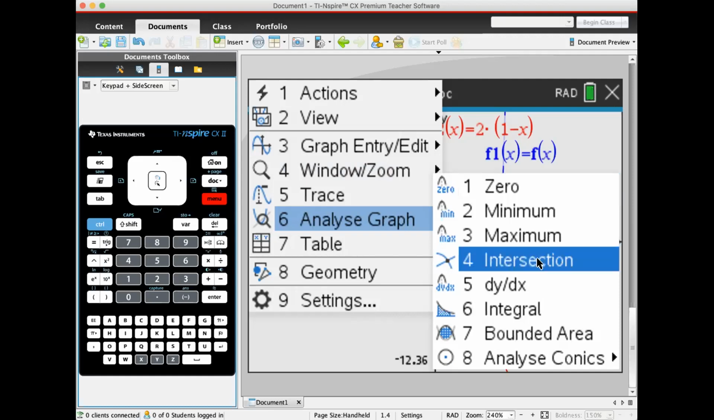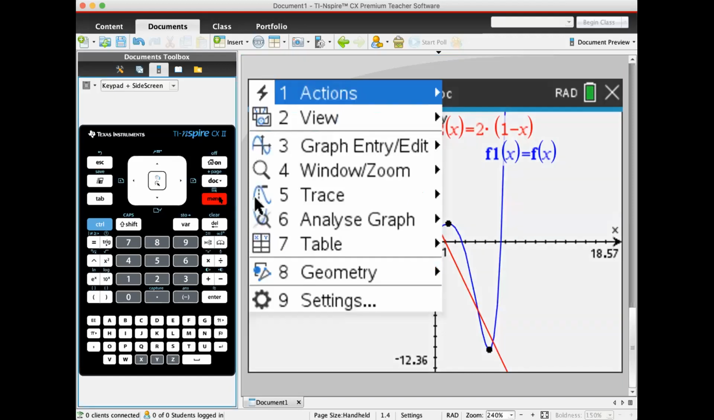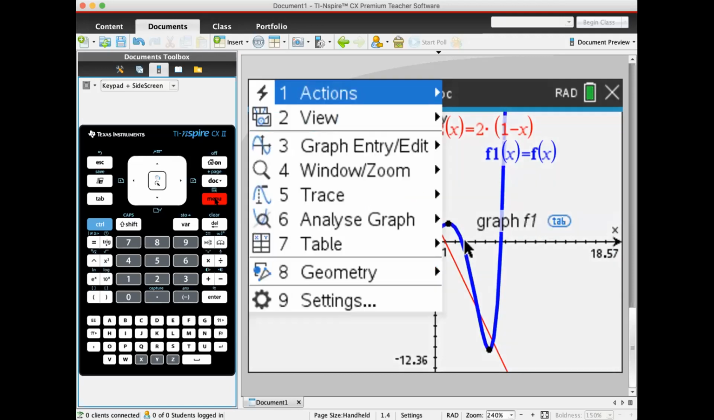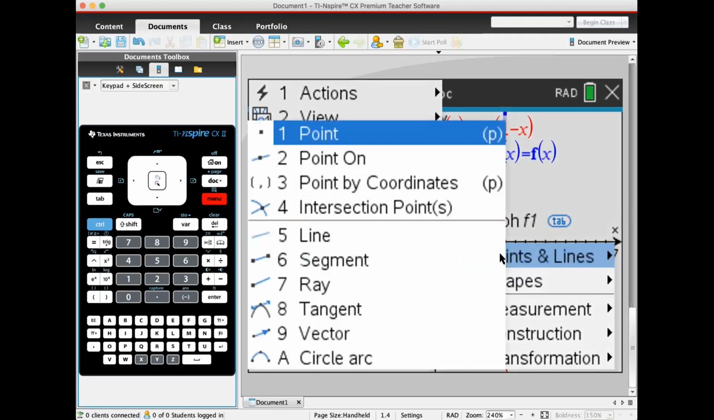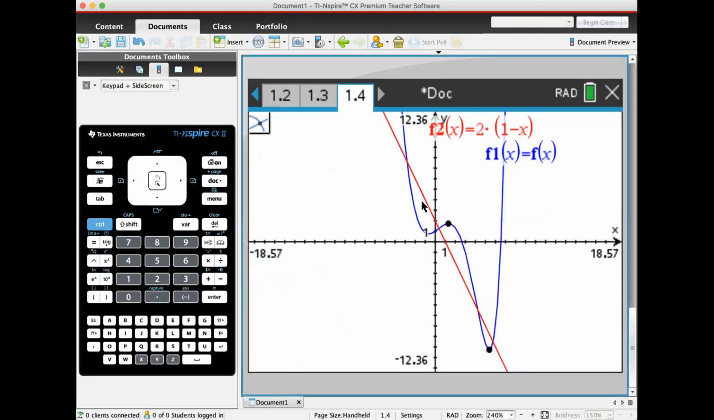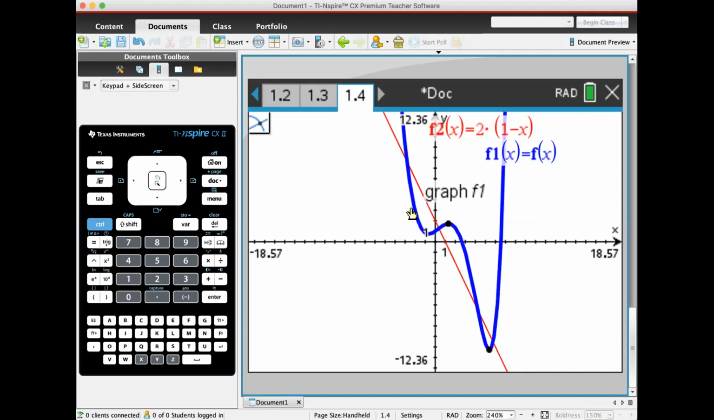All right? So if you go on this analyze graph and intersection here, you will go through 1 point at a time, as opposed to if you were to go from menu, geometry, intersection points comes under points and lines. So I'll just back up again, all right? Menu, geometry, points and lines, and there's intersection point number 4. Can you see that? Now, why do I prefer this is because here, I just have to choose the 2 graphs. Look at that hint. It says, click on the first graph, then the second graph. So the first graph, whichever one I call my first graph, okay? So blue graph is my first graph, red graph is my second.